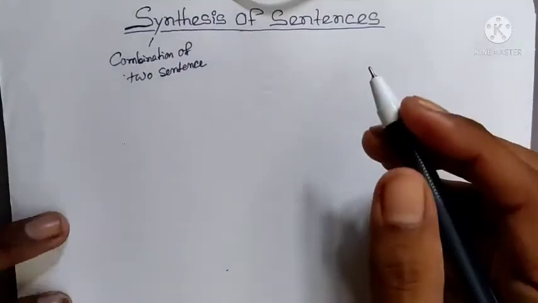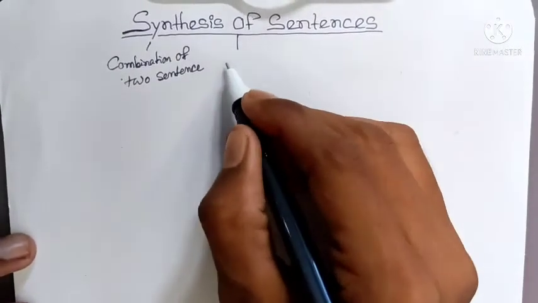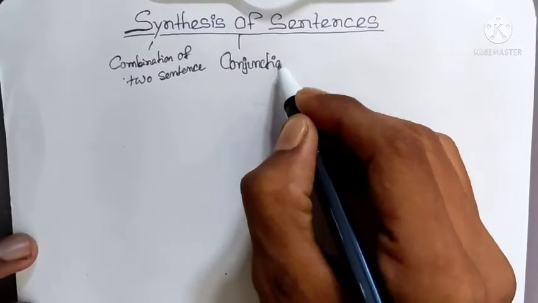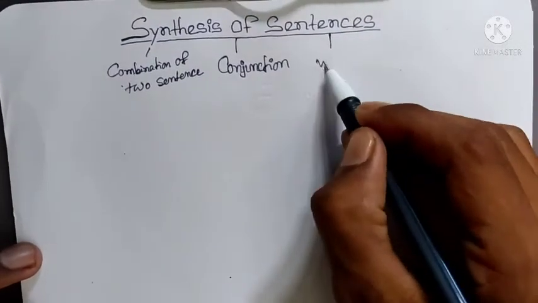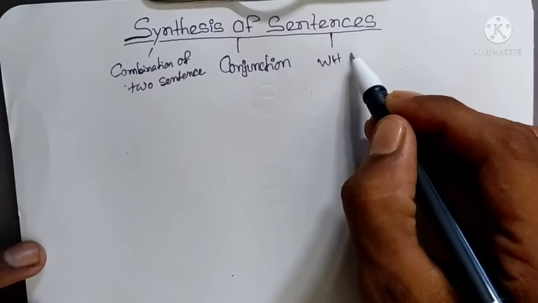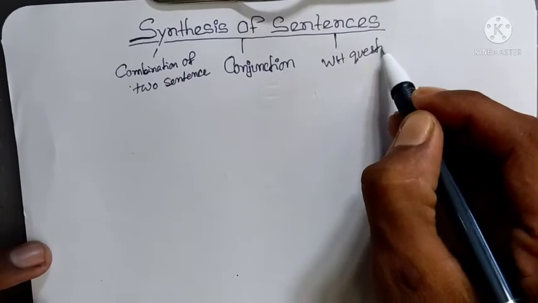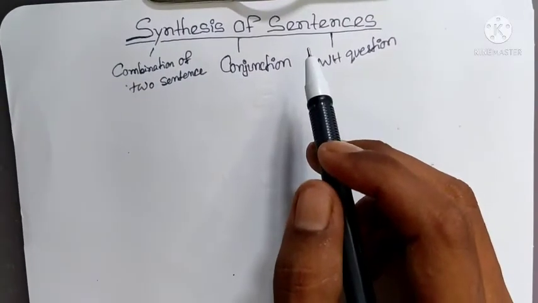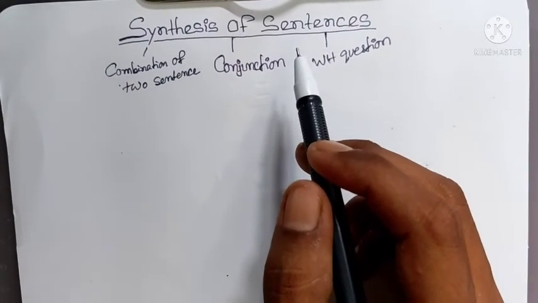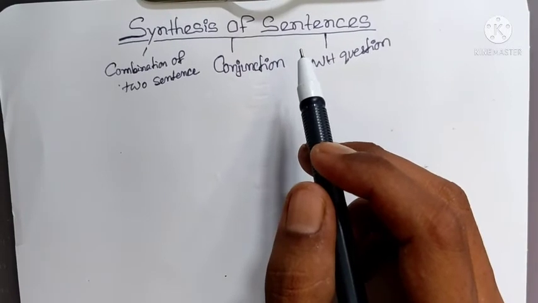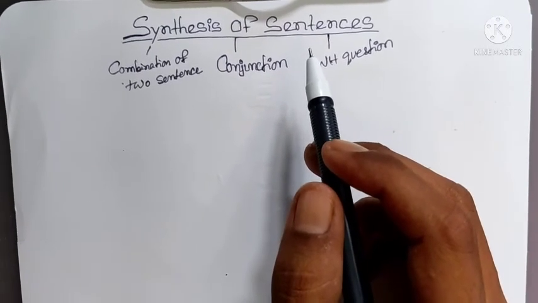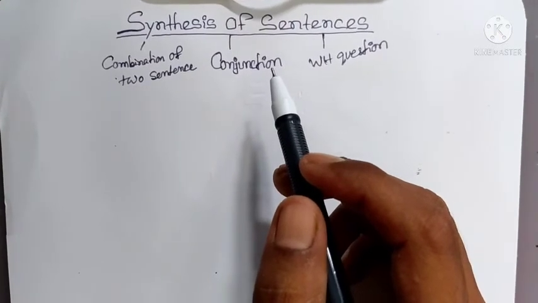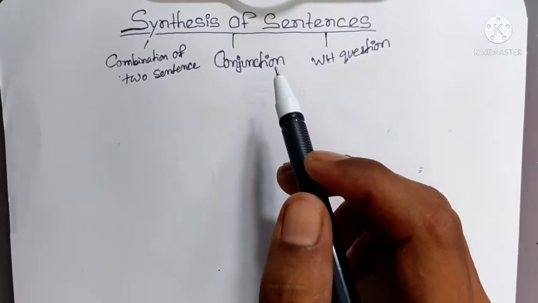So how can we combine two sentences? With the help of conjunction, right? Or with the help of a WH word or question. So when we combine two sentences, there are some rules. We have to know it and remember it. Today we will learn how to combine the WH questions.